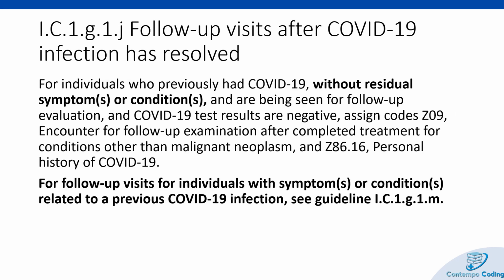So for individuals who have previously had COVID-19 without residual symptoms, so they are not having any sequela, they're not continuing to have shortness of breath, they're not continuing to have respiratory issues or fatigue, and they're being just seen for a follow-up evaluation, and COVID tests are negative, we assign code Z09 and counter for follow-up examination. If they do have follow-up visits for individuals with symptoms or conditions that are still related to a previous COVID-19 infection, it tells you to look at code guideline 1C1G1M, and we're actually going to follow up and look at that guideline in just a moment.